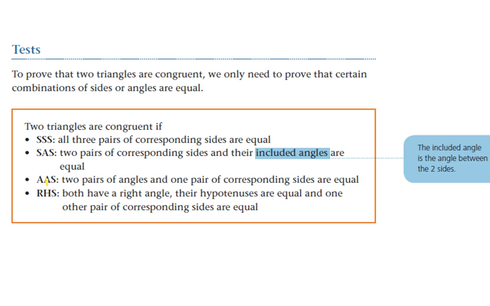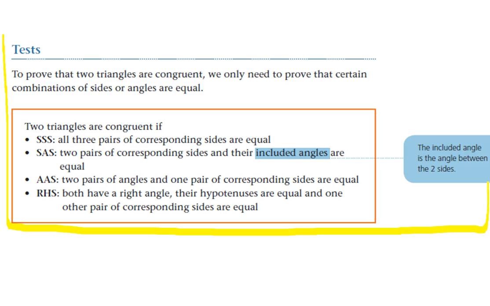Angle, angle, side. Two pairs of angles and one pair of corresponding sides are equal. So remember the side has got to be in the same relationship to the two angles. And RHS: both have a right angle, their hypotenuses are equal, and one other pair of corresponding sides are equal. Okay, so you could copy all of that down as well, and we'll have a look at the next slide.